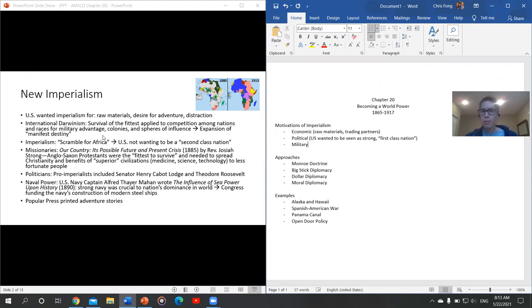There was also a military motivation. I suppose military and political go hand in hand, but this was to create naval bases and to have a strong navy. And then there was, I'm going to call this cultural motivation, and it includes religion, but there was the idea of trying to spread civilization and spread Christianity to these quote-unquote savages.